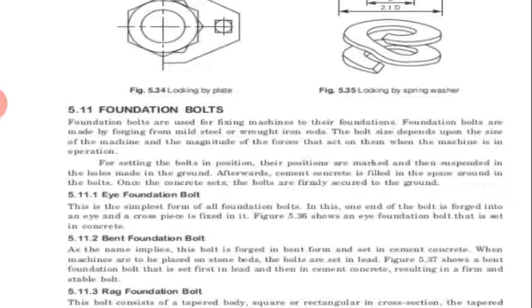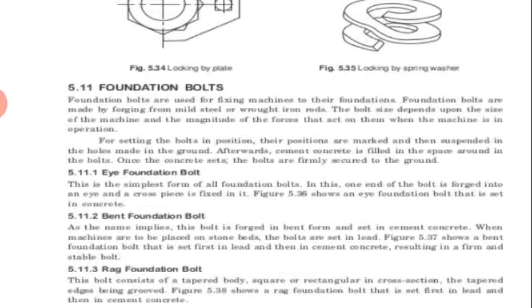Next is the bent foundation bolt. As the name implies, this bolt is forged in bent form and set in cement concrete. When machines are to be placed on stone beds, the bolts are set in lead.